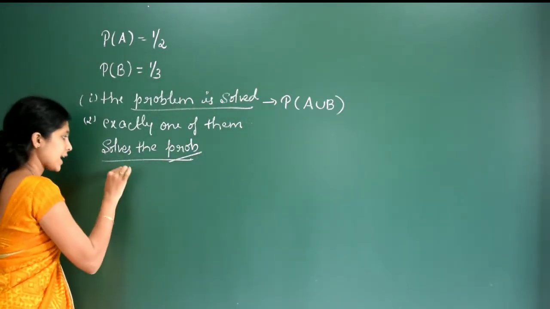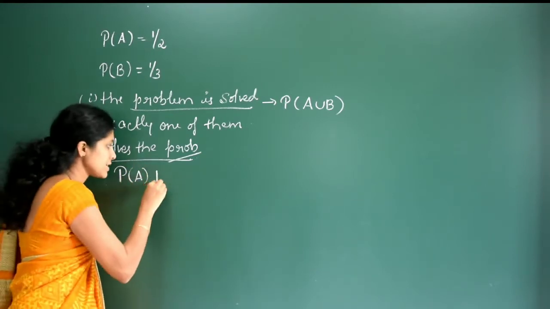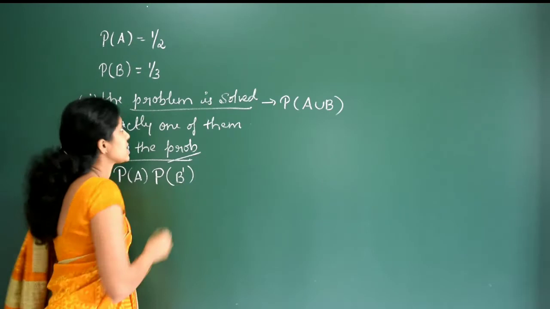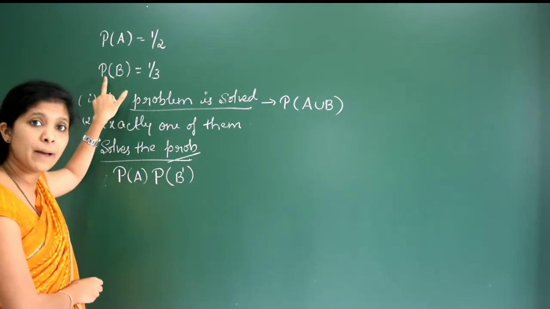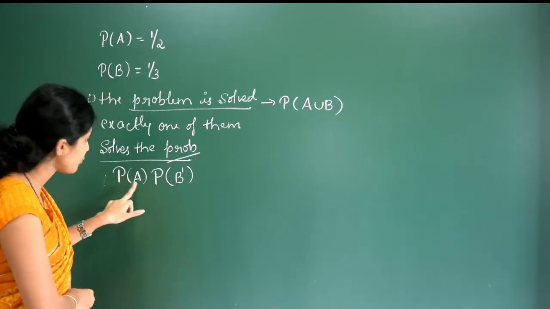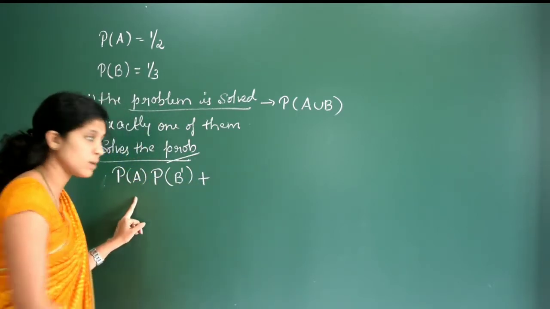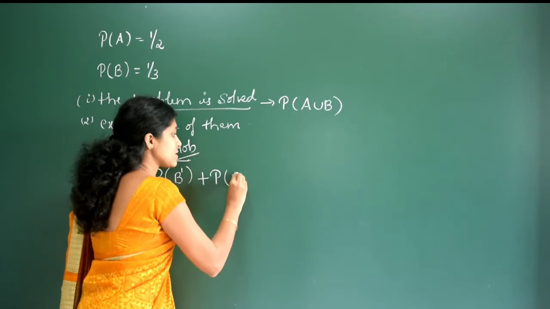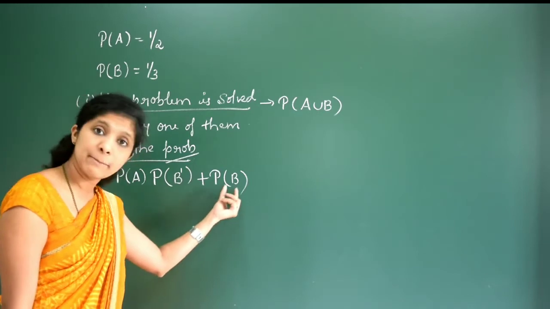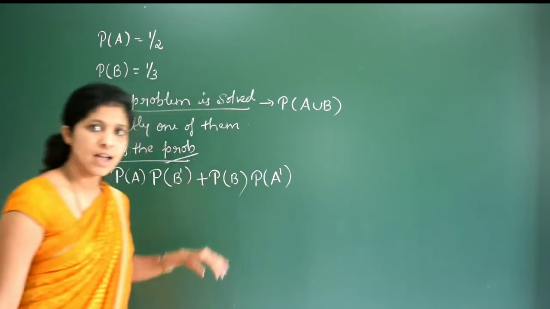Probability that exactly one of them solves the problem. If A solves the problem, then B will not solve the problem, that means P of B dash. This is the probability that B has not solved the problem. That is P of A into P of B dash. Plus, this is one condition. If B solves the problem, then probability of B, and since exactly one of them solves the problem, A will not solve the problem, right? So probability of B into probability of A dash. Is it clear? I hope you understood this.